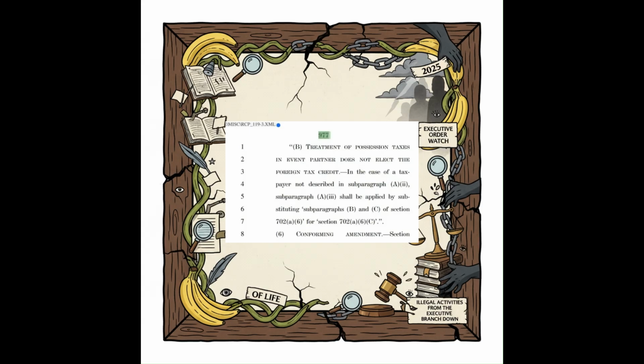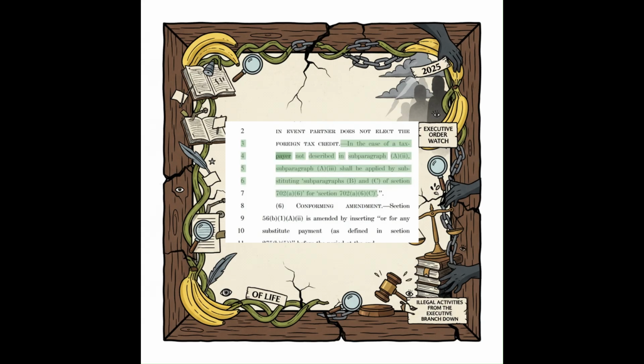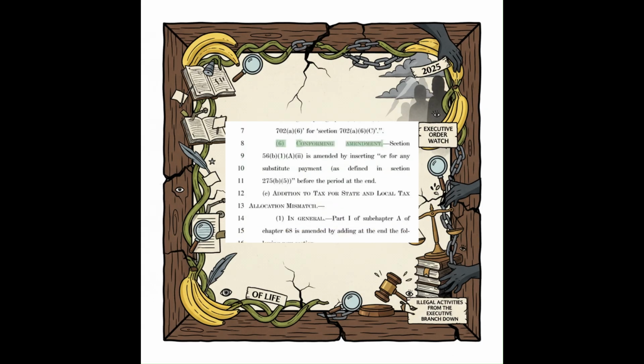Treatment of possession taxes. An event where a partner does not elect the foreign tax credit. In the case of a taxpayer not described in the subparagraph, the subparagraph shall be applied by substituting subparagraphs and of Section 6702 for Section 702. Conforming amendment. Section 856 is amended by inserting, or for any substitute payment, before the period at the end.